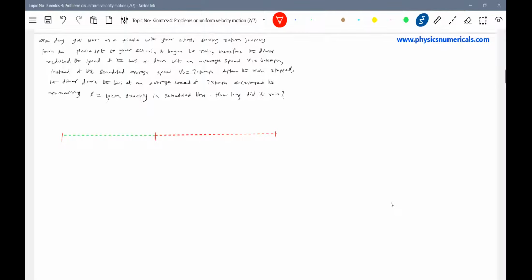During the return journey from the picnic spot, okay, there's a picnic spot and this is school. It began to rain. Therefore, the driver reduced the speed. So here it started raining, so the driver will reduce the speed of the bus.